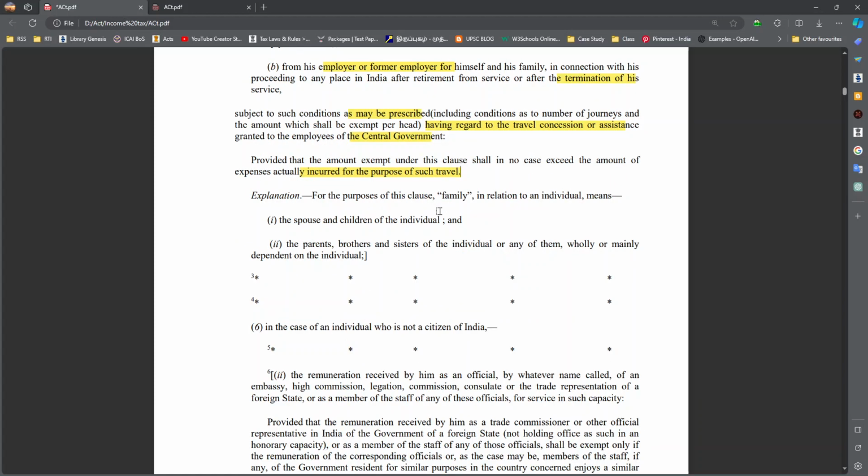For the purpose of the clause, family in relation to an individual means, what is a family? Family has been defined: the spouse and children of the individual, and the parents, brothers and sisters of the individual, or any of them, wholly or mainly dependent on the individual.